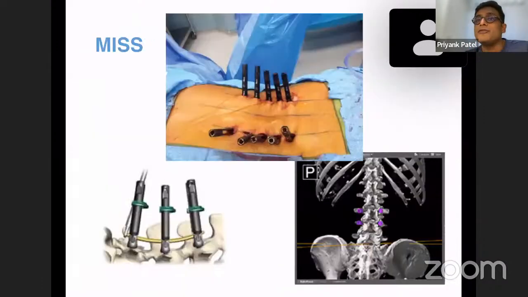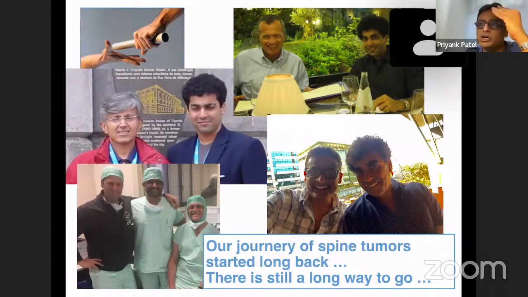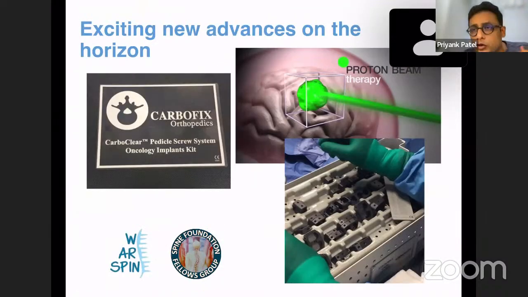All of these different tools are helping us do more and more surgeries and offer more treatment options for patients with metastatic spinal tumors and primary spinal tumors, where earlier there were no treatment options. And that's what I told you at the start, that it is such a fluid branch that every day there are newer things coming up. The journey started years back and it's still developing, and a lot of new things are coming up.